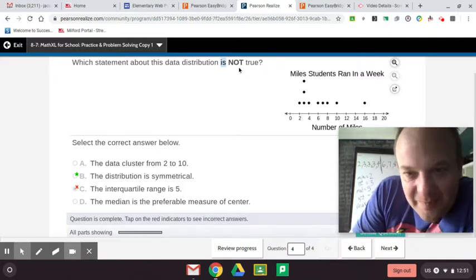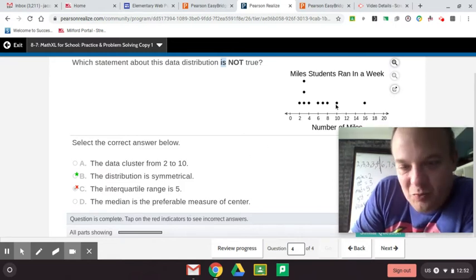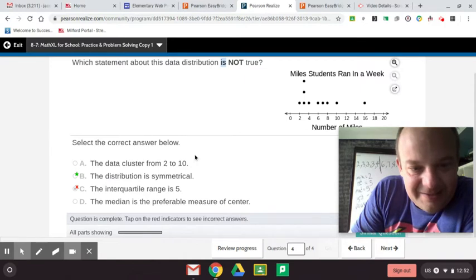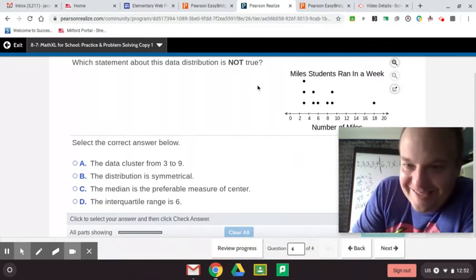That's just a reading mistake, Mr. Jacobs. The data is not symmetrical, but there is a cluster here. The interquartile range is 5, and the median, I suppose, would be the best measure of center here because the mean would get pulled down too much. Yeah, so let's try it again. Oh, I guess you get to see me miss one, right? And I guess we get to see some different shapes of the data set. So which one is not true?